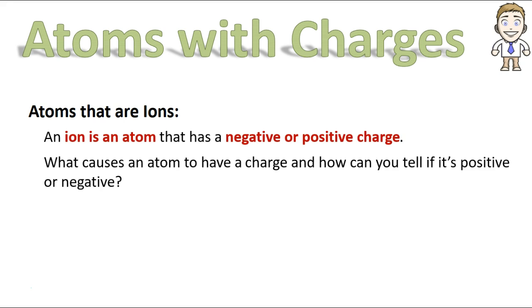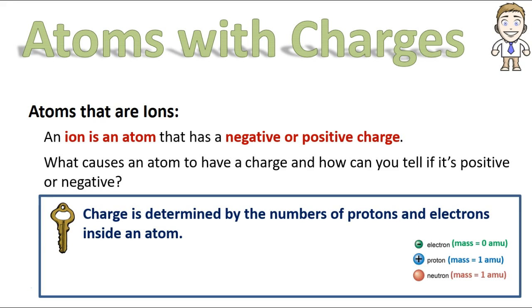The real question is, what causes these atoms to get this charge? How do you tell if it's positive or negative? The answer to that's pretty simple too. Charge is determined only by the number of protons and electrons in the atom, which makes sense because those are the only two particles with a charge at all. Neutrons are neutral, so of course they're not going to affect the charge the atom has.